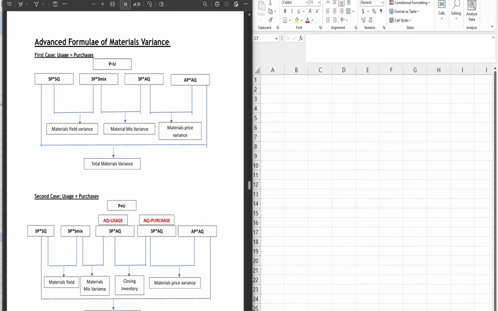Okay. So just have a recap from our basic formula which we studied in F2. Remember there are two cases. The first case is when purchase is equal to use. That means whatever material we have purchased, all of it has been used in production. That means there is no closing inventory. Second, purchase is not equal to use, meaning there is some closing inventory in stock. Whatever material we purchased, we have not used fully in production. There is some stock still remaining. If the question doesn't tell anything, assume the first case, perform the calculation and move ahead.